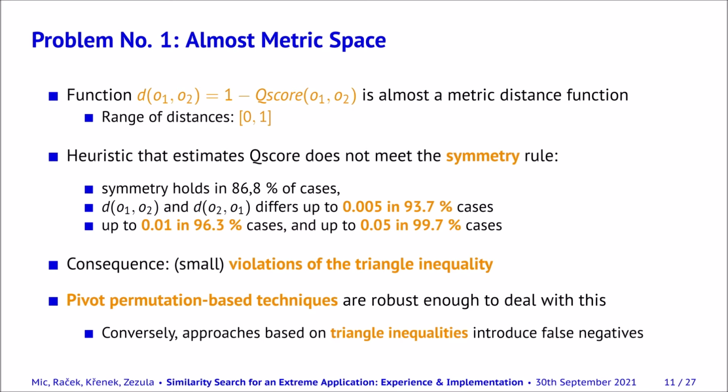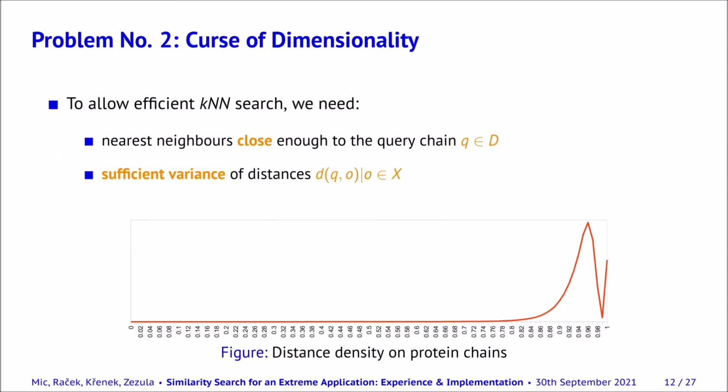Pivot permutation-based techniques bring us two other advantages. First, transformation of the Q-score to the distance function can be an arbitrary decreasing function, and it does not matter which one, since the permutation of the closest pivots is always the same. Second, pivot permutation-based techniques are also successful when dealing with the dimensionality curse presented here.